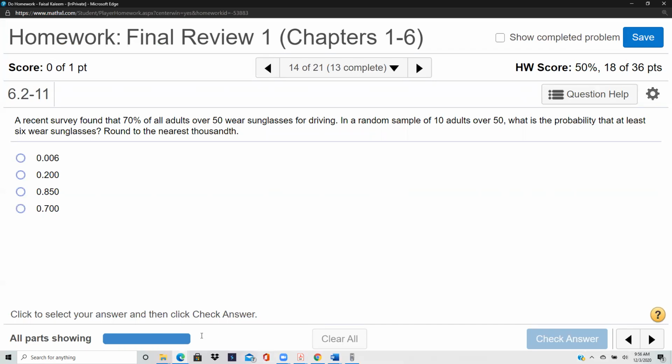So, what is the probability that at least 6 wear sunglasses? So it'd be at least 6. So it'd be less than 6? So at least means less than 6? If I tell you, give me at least $6, how many will you give me? 6. Can you give me less than 6? No, it would be greater than or equal to. Right. Oh Lord. Okay, let me write that down.